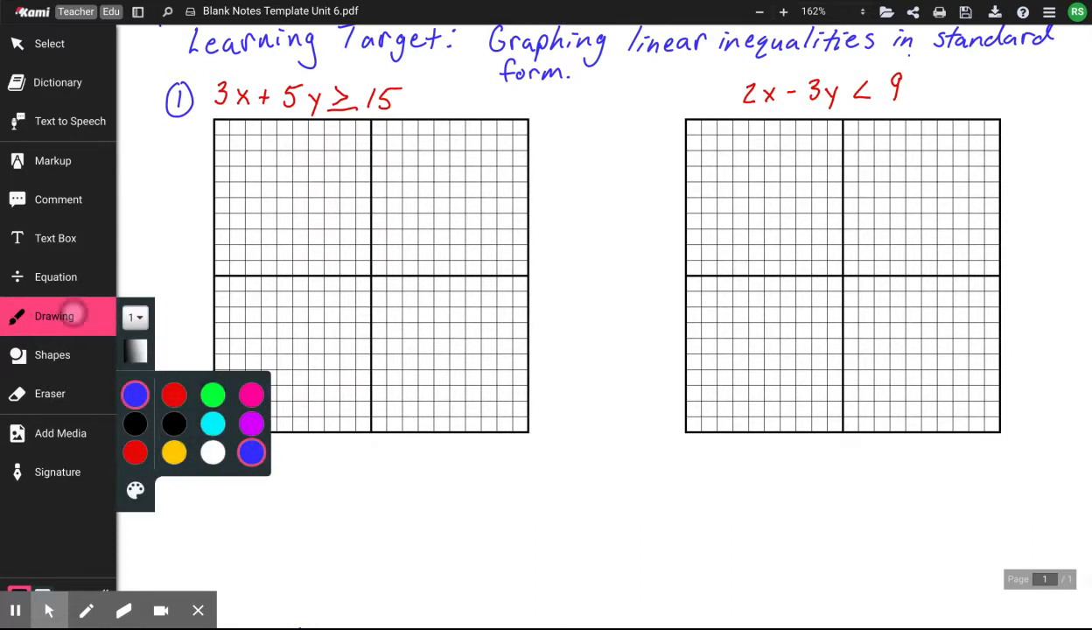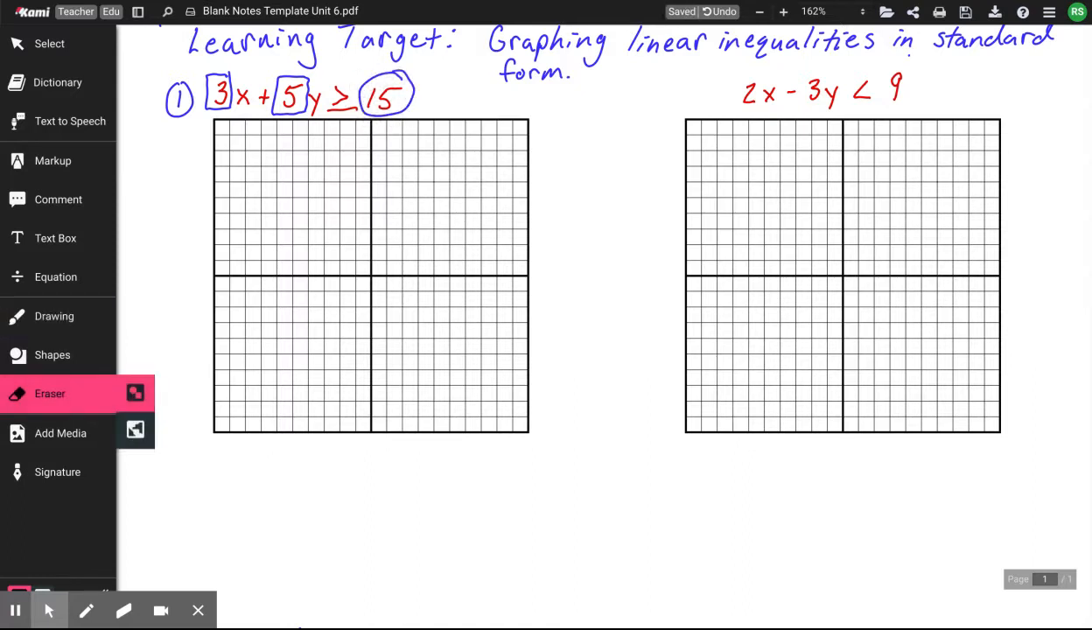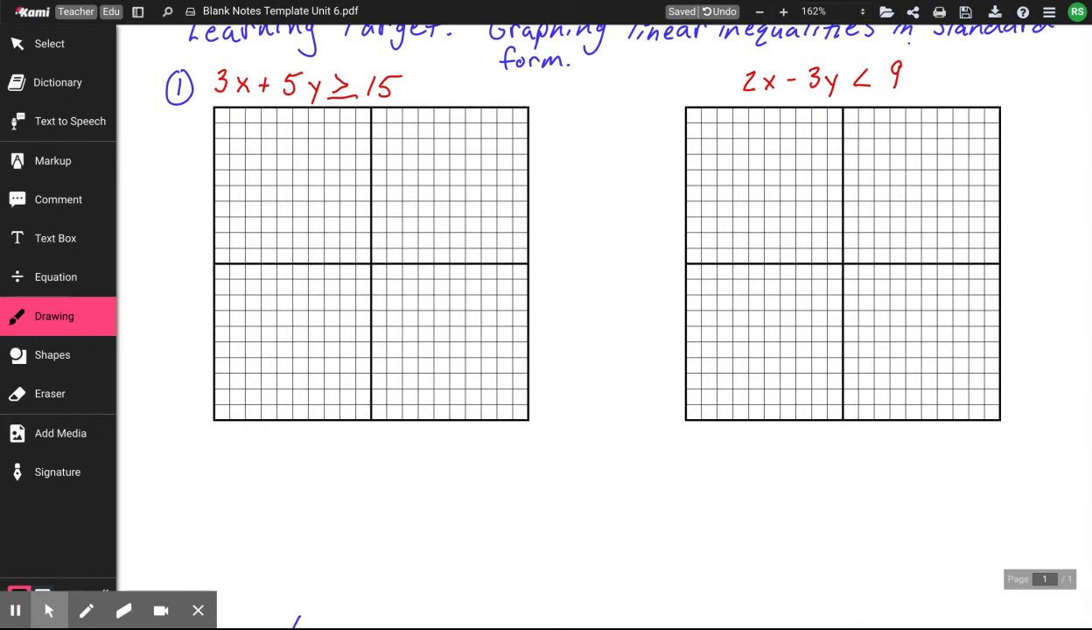Now, when I take a look at my coefficients of 3 and 5, remember coefficients are the numbers in front of the variables, 3 and 5 are both factors of 15. So in terms of, do I want to rewrite this equation, or do I want to find the x and y intercepts, I can find the x and y intercepts fairly easily here because 3 and 5 are both factors of 15. So if I'm going to find my x and y intercepts, I don't need to worry about the inequality. I'm just finding the specific points.